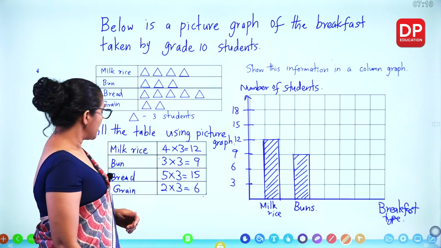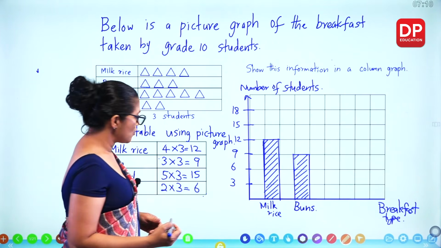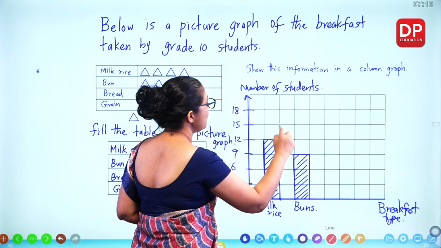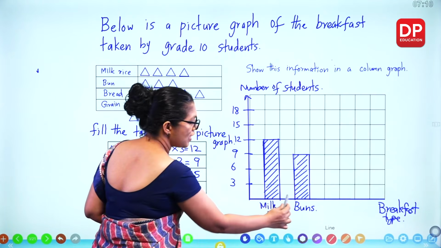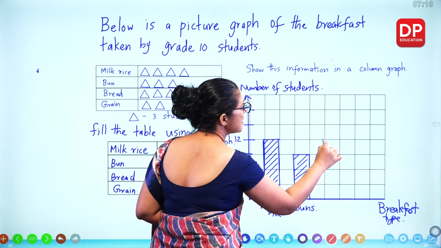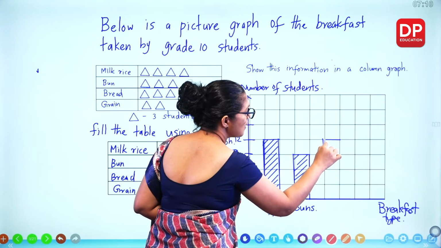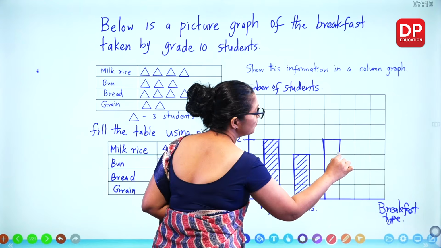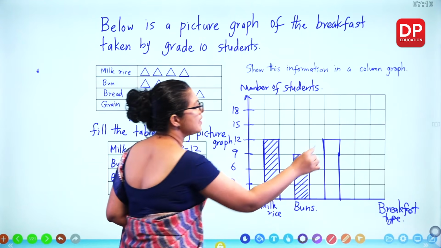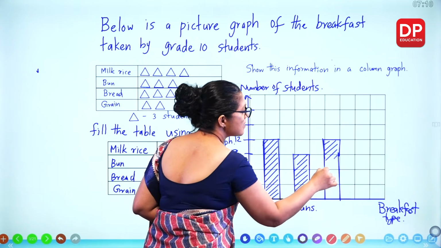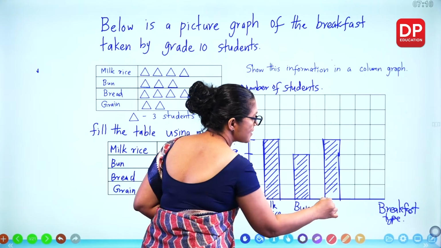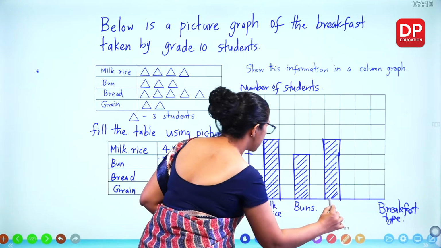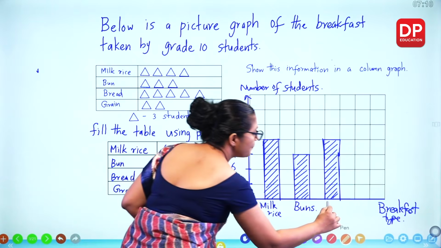What about the third one? Third one is bread. So how many? 15. So I can draw the line 15. So here you have to keep the same space, gap in between columns. So I can draw like this and then color this inside. So that's, what's that? That's bread.